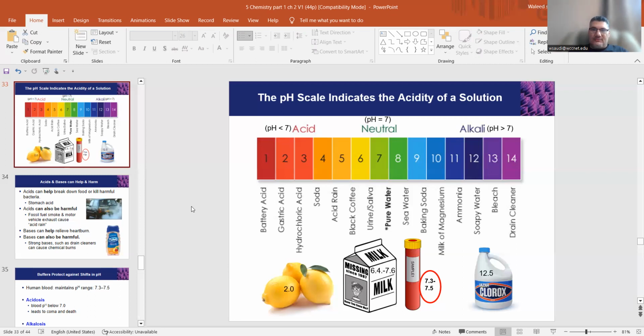These are just examples. So if I took a sample of water and I read the pH, and the pH fell, let's say, between the yellow and the light green, it would be 6.5 pH inside that water.